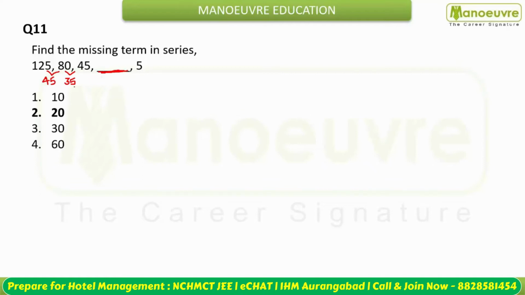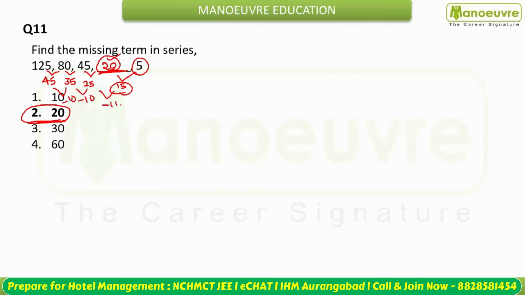reduced by 10. Now we have 45 and 35, and next could be 25, and next should be 15. We are going to check this. 45 minus 25 is 20, and 20 minus 15 is 5. So the correct answer is option second, 20. The double difference is a reduction of 10.